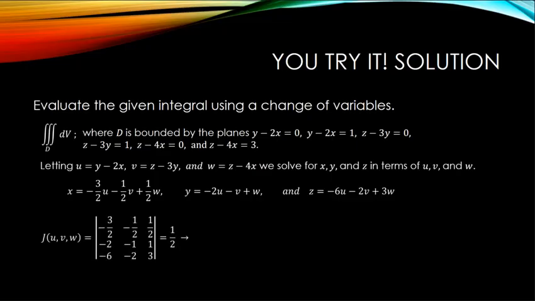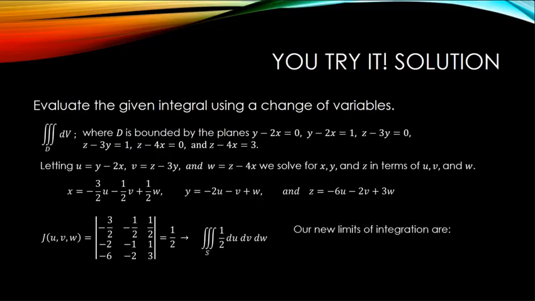My Jacobian will be the determinant of a 3 by 3 matrix where the first row is populated by negative 3/2, negative 1/2, and 1/2. The second row is populated by negative 2, negative 1, and 1, and the third row is populated by negative 6, negative 2, and 3. This determinant gives me 1/2 for my Jacobian. Now my integral becomes a triple integral over S of 1/2 du dv dw.